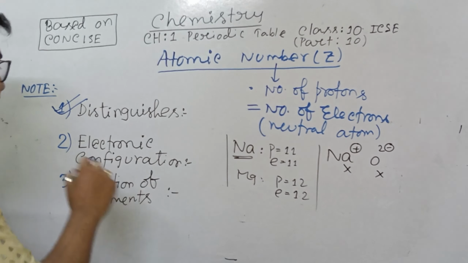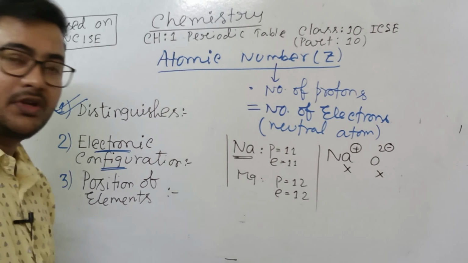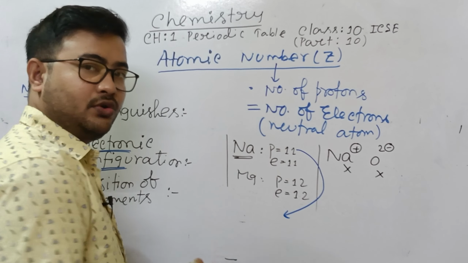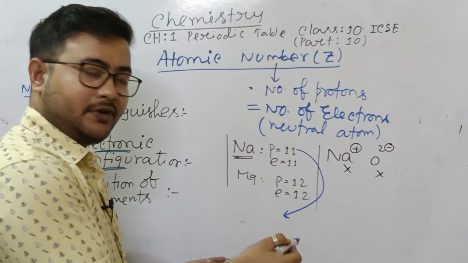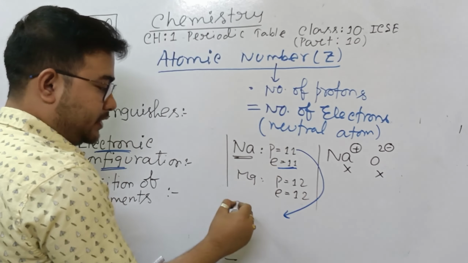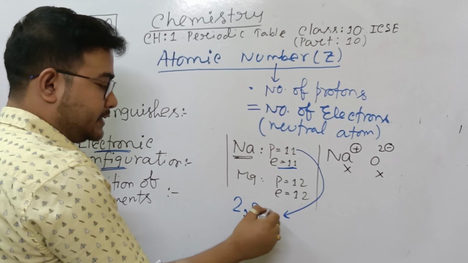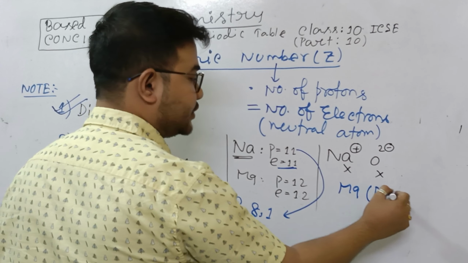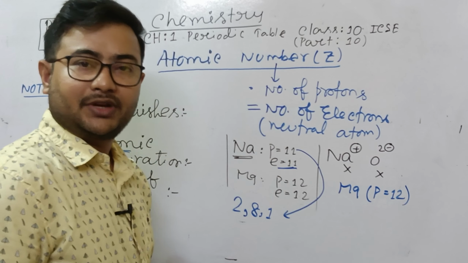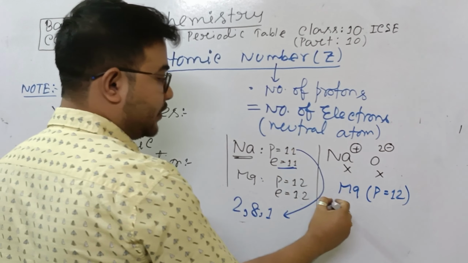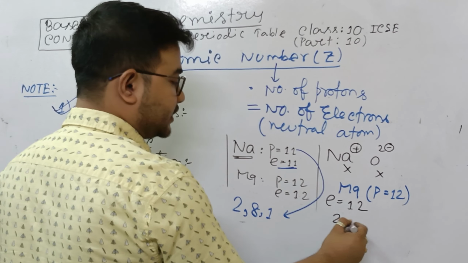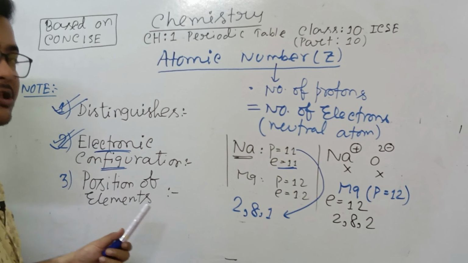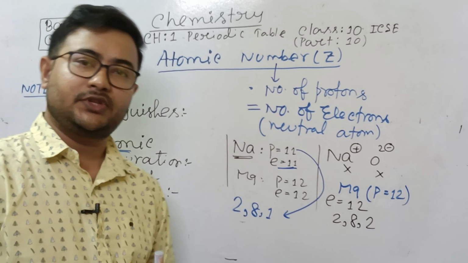Now the second point is electronic configuration. What is electronic configuration? If you know the number of protons is 11, you can definitely say the number of electrons is also 11, because both are the same. So the number of electrons is 11, meaning electronic configuration 2, then 8, then 1. Now suppose in a question it is given magnesium, number of protons is 12. So what is its electronic configuration? Since the number of protons is 12, the number of electrons is also 12. So what is the electronic configuration? 2, 8, 2. Understand? So from the number of protons we can also understand the electronic configuration of the atom.